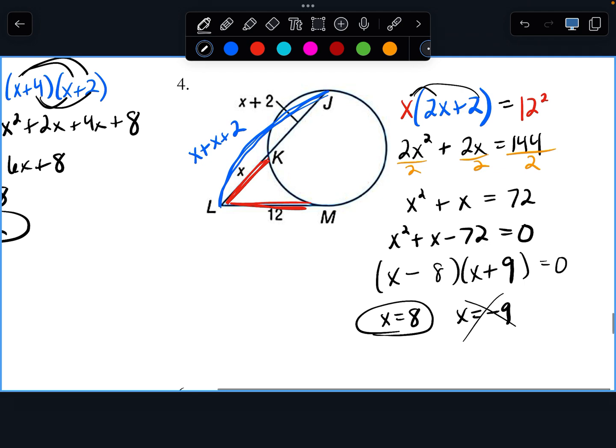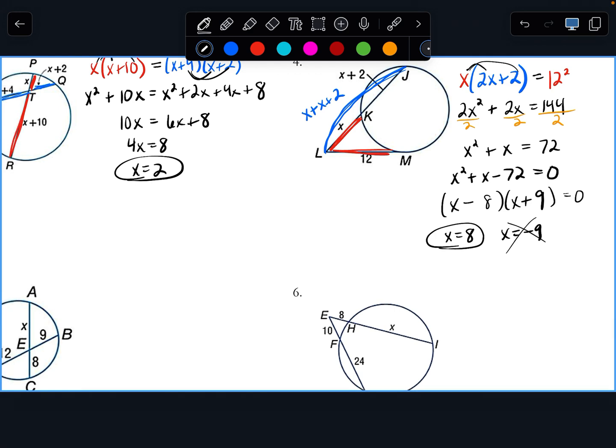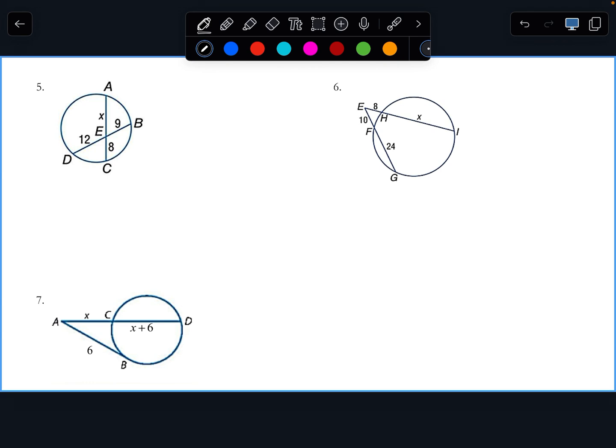Okay. So what I'd like you guys to do is just set up the rest. Don't solve them. Just set them up. Okay? Set them up as fast as you can. Don't solve. Okay?